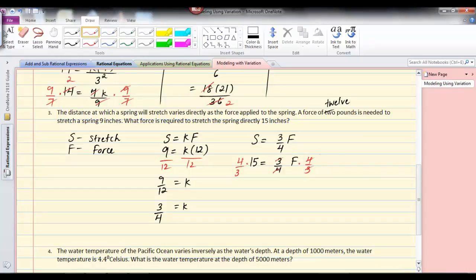That cancels out wonderfully. We're down to force equals 15 times 4, which is 60 over 3. What's 60 over 3? That is 20. Good. So in other words, to answer this question, which was what force is required to stretch the spring directly 15 inches, it would require 20. What would be your units? Pounds. 20 pounds of force is required to stretch the spring directly 15 inches. That would be the answer to this problem. So be sure to write that interpretation down.